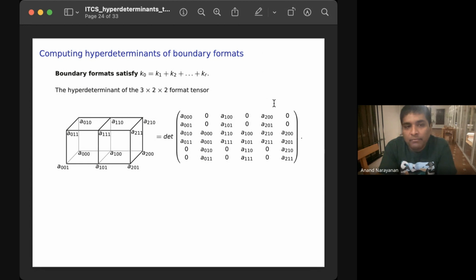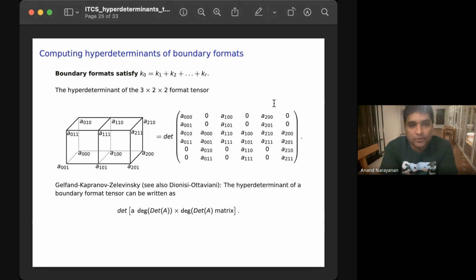So on the right, you have the usual determinant, which you can compute, right? So this gives you a way of computing the hyperdeterminant of boundary format tensors, and therefore, through a reduction, for solving multilinear systems. What is the complexity of this? Well, this recipe, again, is thanks to Gelfand, Kapranov, and Zelevinsky.